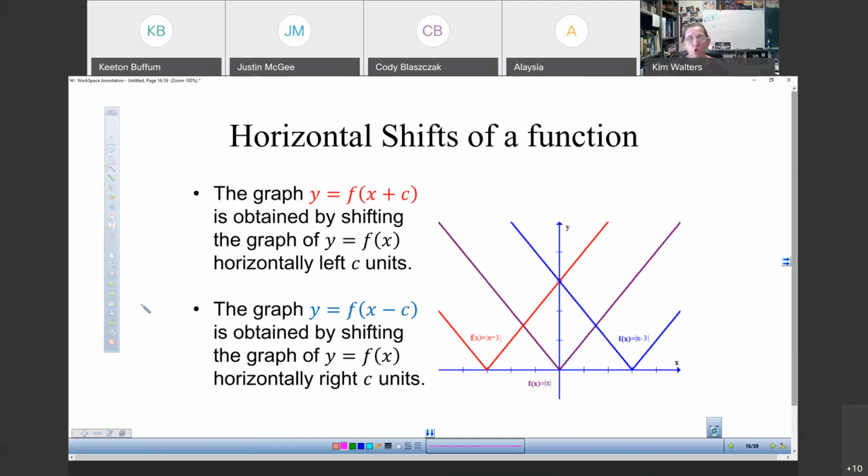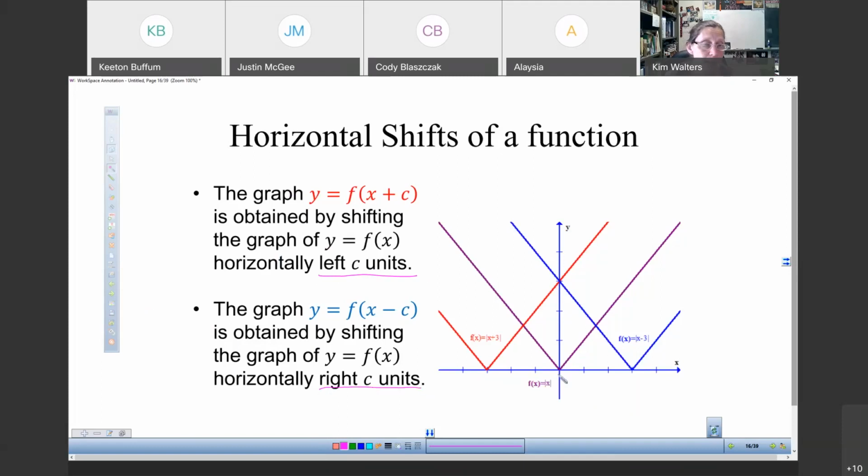All right. So you can either remember to set it equal to 0 and solve for x and figure out where it moved to, that's fine. Or you can simply remember that your horizontal movement is the opposite. So if it says plus c, then it's going to move left that number of units. If it says minus, it's going to move to the right.